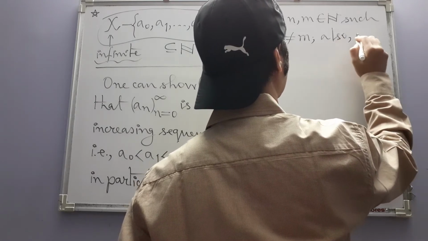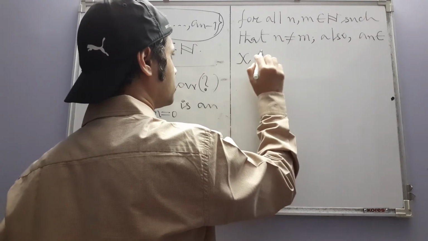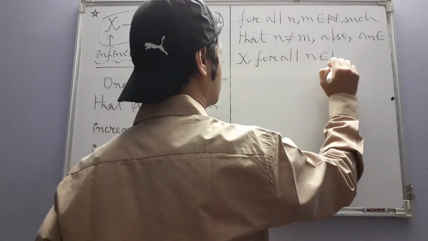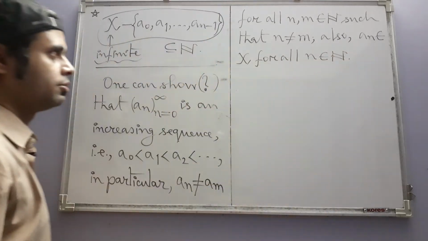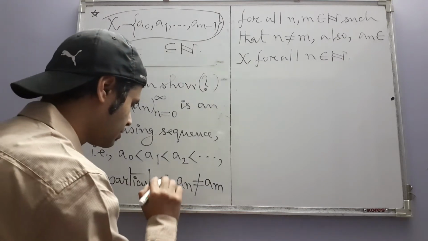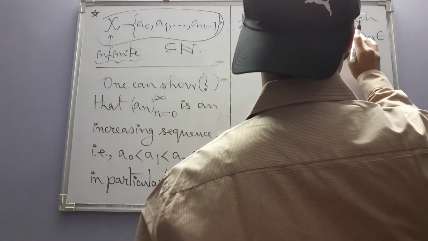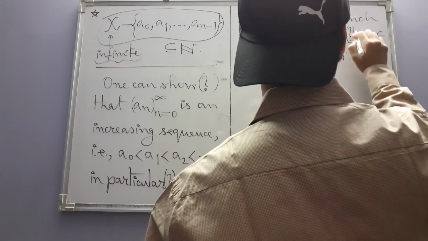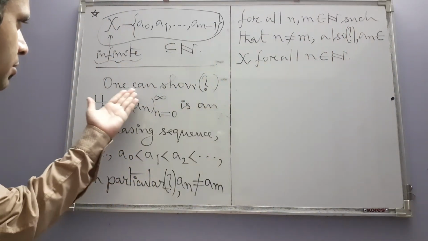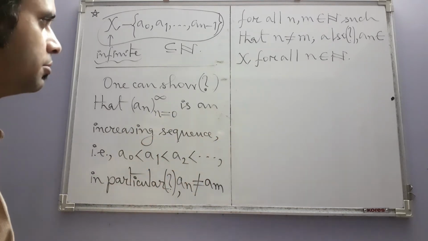Also, an belongs to X for all n belonging to N. Where are the corresponding questions? Okay, so here you have a question mark. How does this follow from this? And here also you have a question mark. Why is this so? So we can see we are to address these three issues.